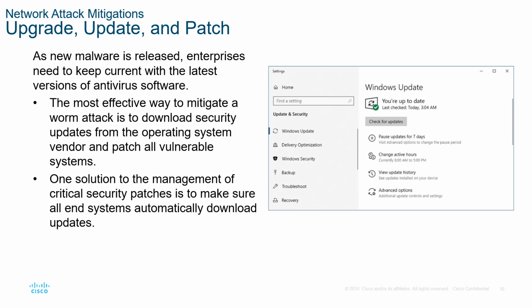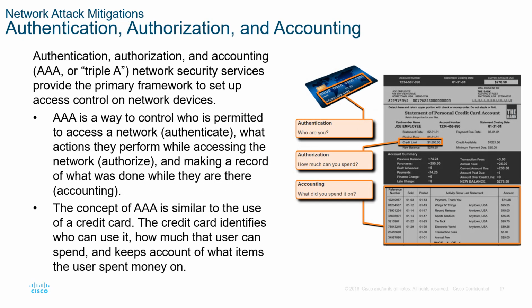So we talked about AAA a second ago. AAA: authentication, authorization, and accounting. Authentication verifies who you are. Authorization verifies that you're able to do certain tasks. Accounting basically is just a way of auditing to make sure that there are records of everything that you've done. That's called AAA.